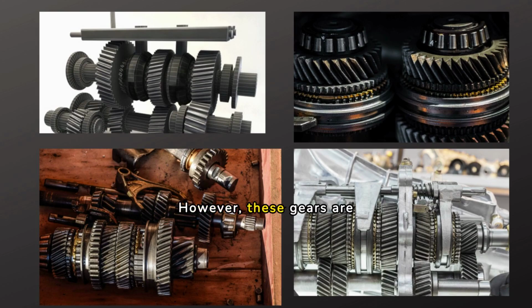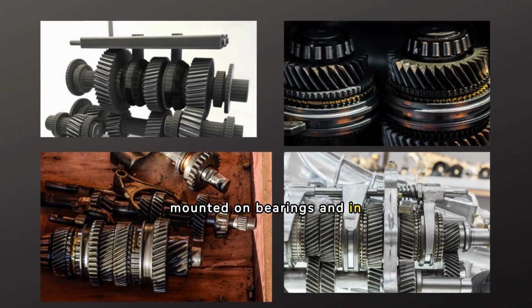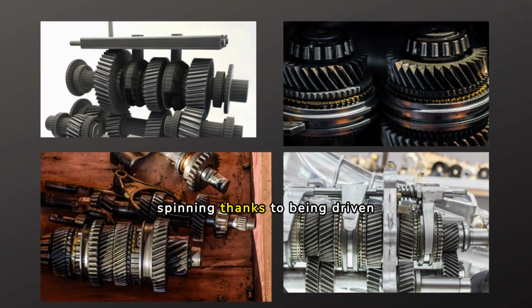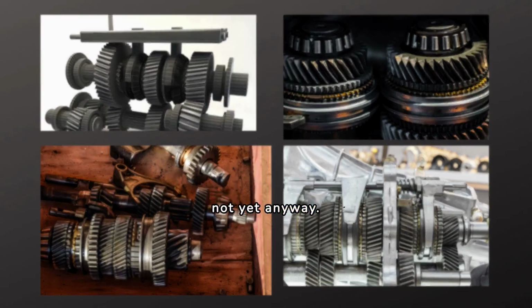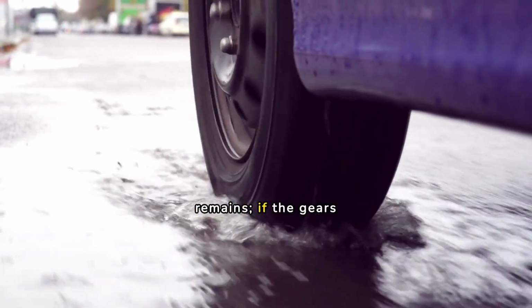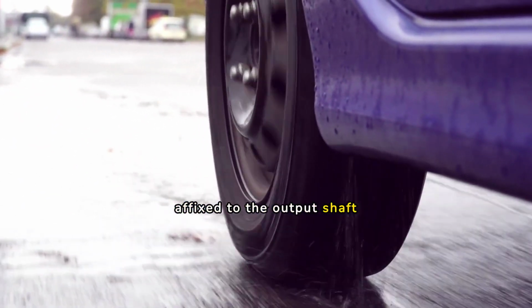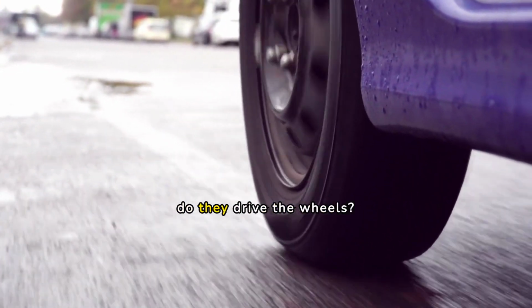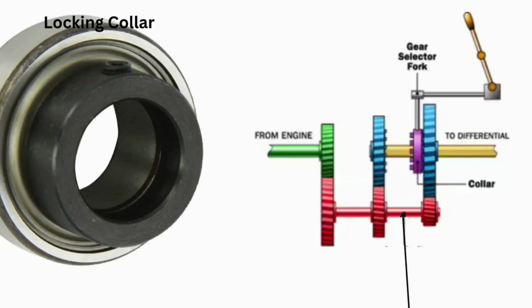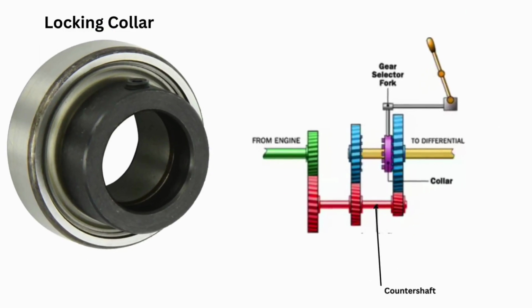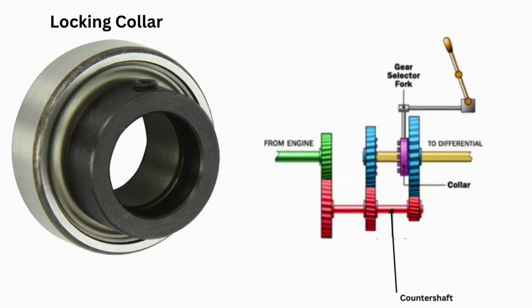However, these gears are mounted on bearings, and in as much as they are constantly spinning thanks to being driven by the counter shaft, they don't actually turn the output shaft, at least not yet anyway. The big question remains: if the gears affixed to the output shaft are spinning freely, how do they drive the wheels? Well, this is where the locking collars come in. The locking collars rotate with the output shaft and can shift or slide back and forth to engage one of the gears on the output shaft.